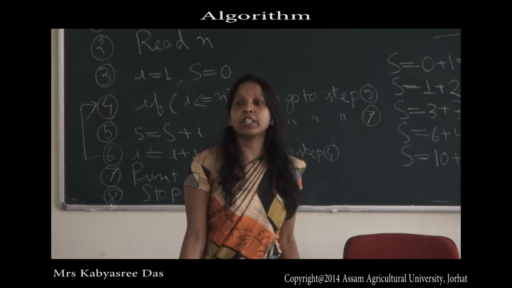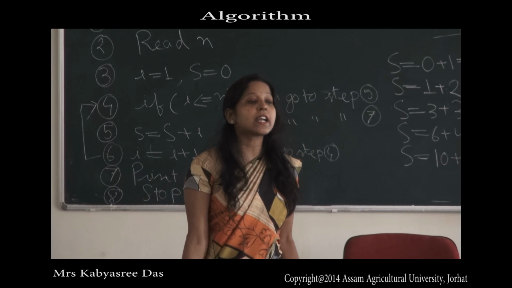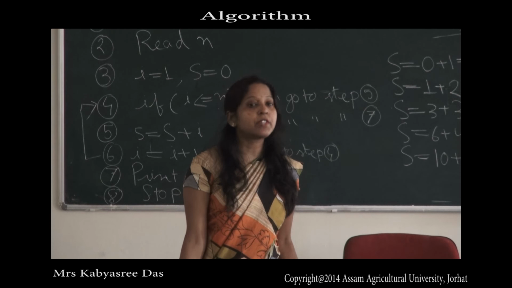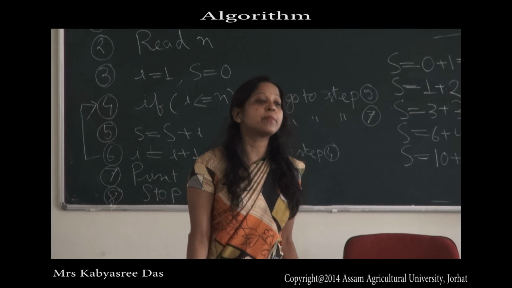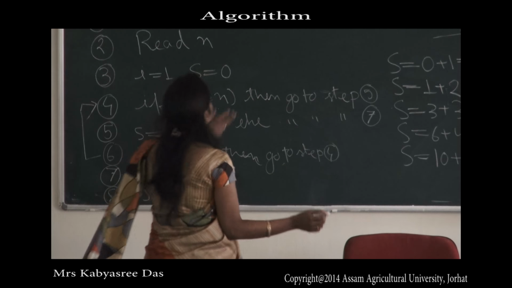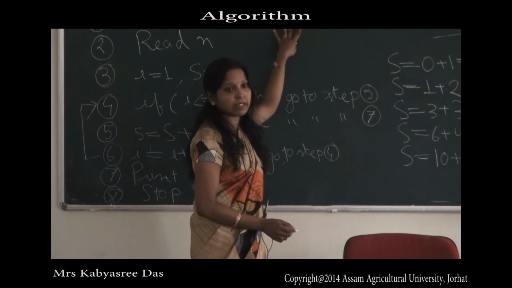What is step 7 here? Print S. What is the current value of S? 15. That means it will print the value 15. Your manually calculated result is also 15. Yes? So your algorithm is correct. It's perfect.